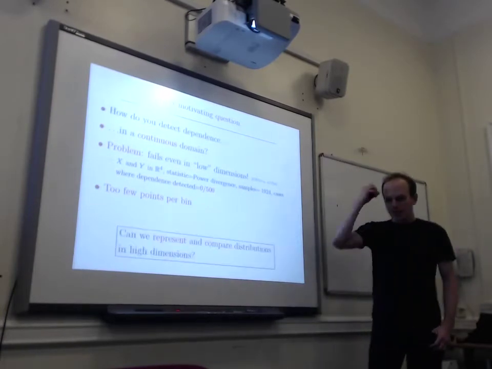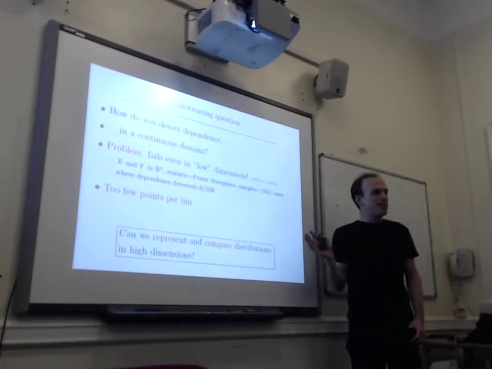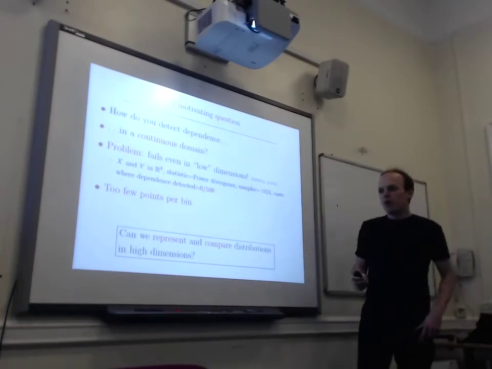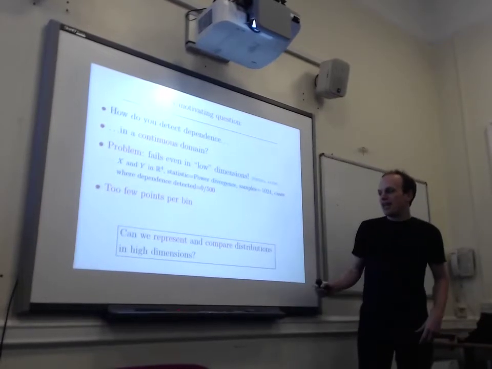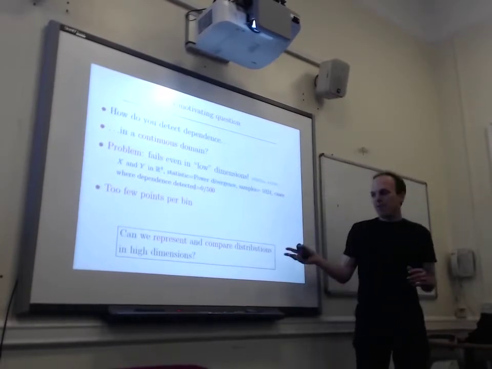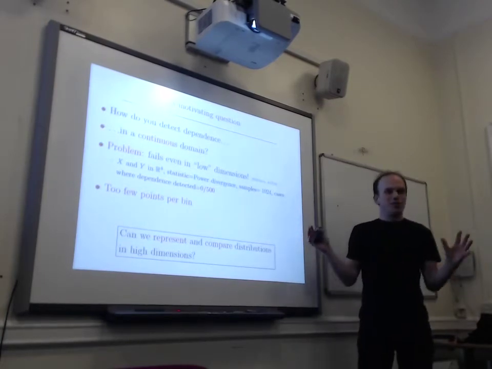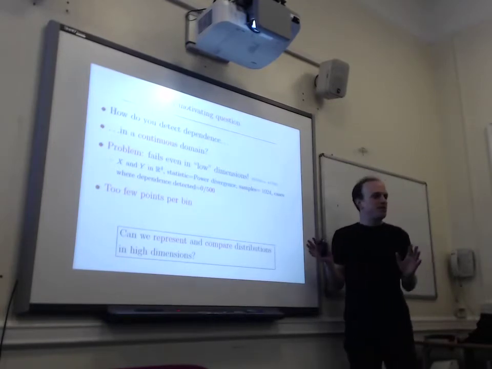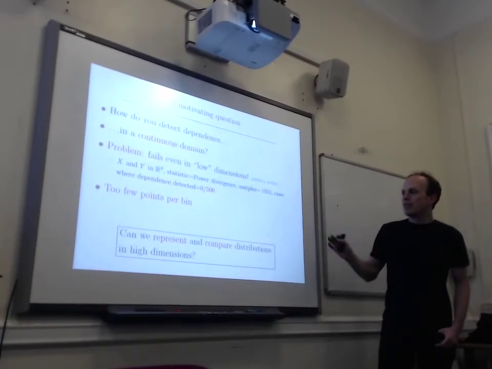So the question that I want to ask now is: in these difficult problems, like when you've got text in English and French, or when you've got moderate to high dimensional random variables, is it possible to detect this dependence? Can we somehow represent and compare distributions in high dimensions? We've got our joint distribution, we've got the product of the marginals. Can we represent them, and can we find some meaningful distance between them such that we can detect dependence between x and y on the basis of this small number of samples?